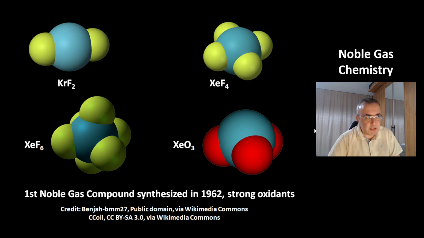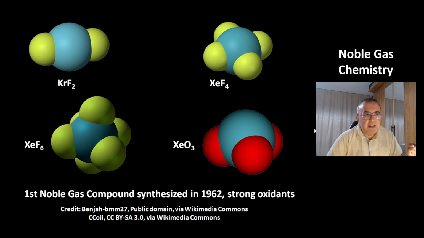At the top left, krypton difluoride with its linear structure. At the top right, xenon tetrafluoride with planar structure. At the bottom left, xenon hexafluoride. It looks like an octahedron, but it's an irregular octahedron because the xenon has 6 bonds to the fluorine atoms. Thus, it has a free electron pair.